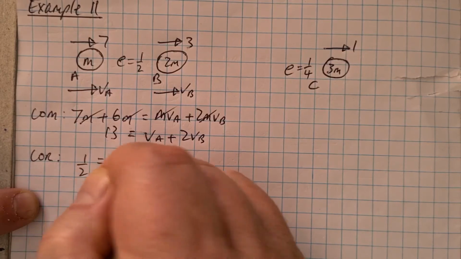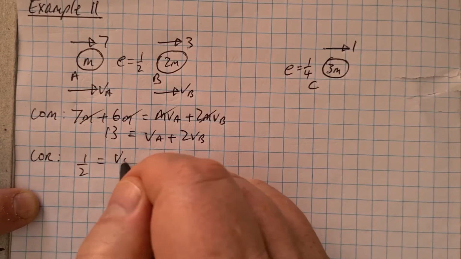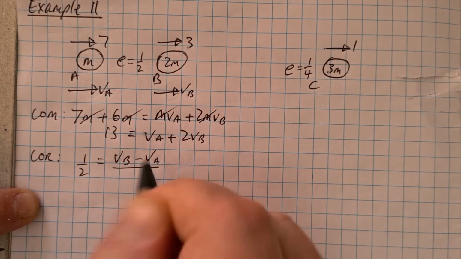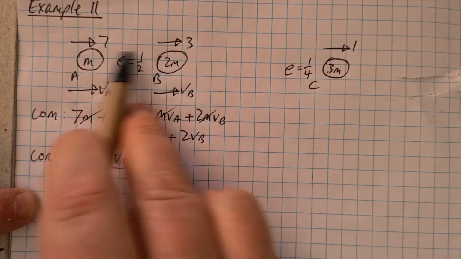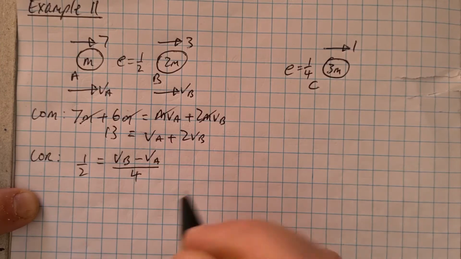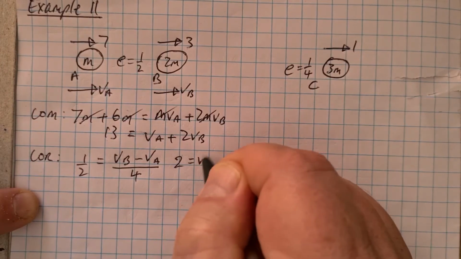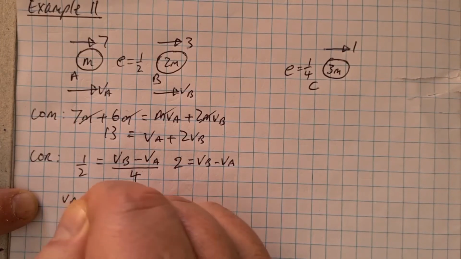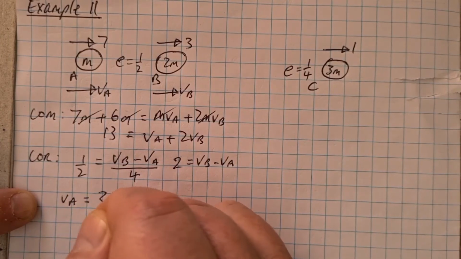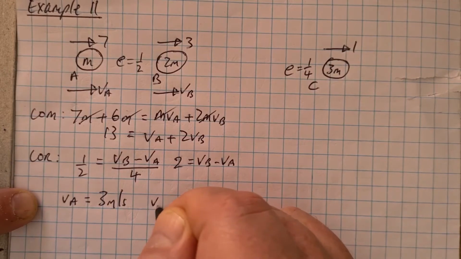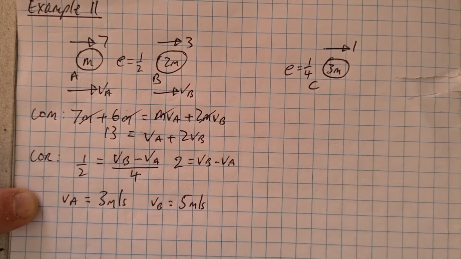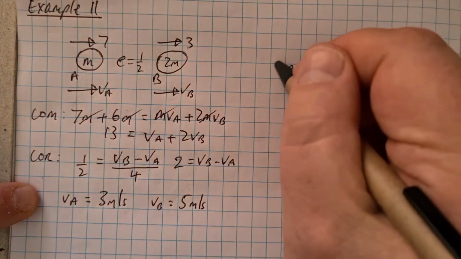We're also told the coefficient of restitution between A and B is 1/2. So 1/2 is the speed of separation, which will be VB minus VA over the speed of approach, and the difference between the speeds there will be 4. So therefore we have 2 equals VB minus VA. So VA is going to equal 3 meters per second and VB is going to equal 5 meters per second. Now we can put our second collision in place.